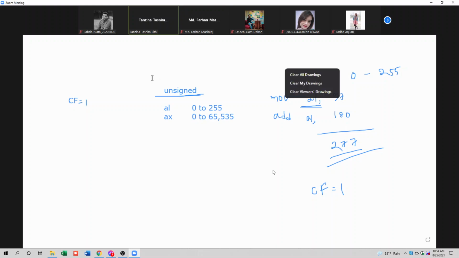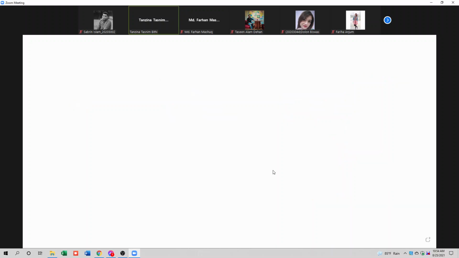Now the third one is the overflow flag register, or we can call it the OF register. OF means overflow flag. The previous one, the carry flag register, was a flag where the value changes based on operations on unsigned numbers. Now, in this flag register, if the operation is done on some signed number, then we can change the value of the overflow flag.